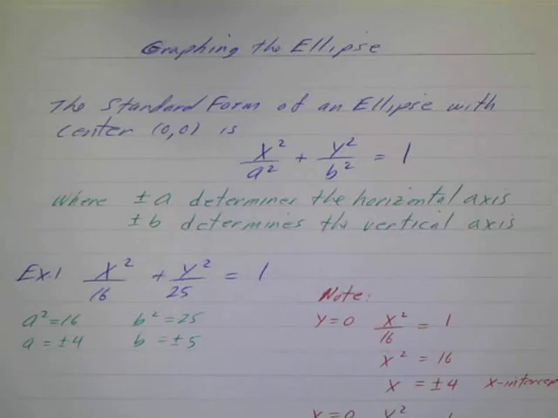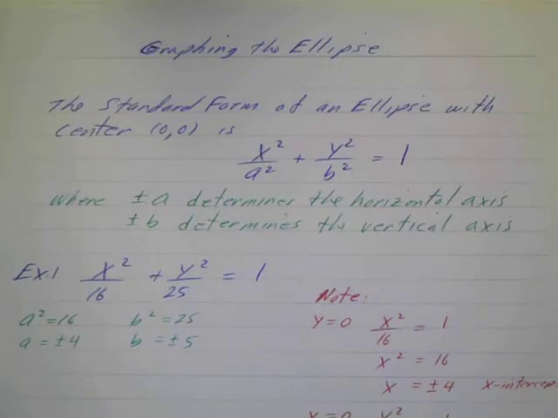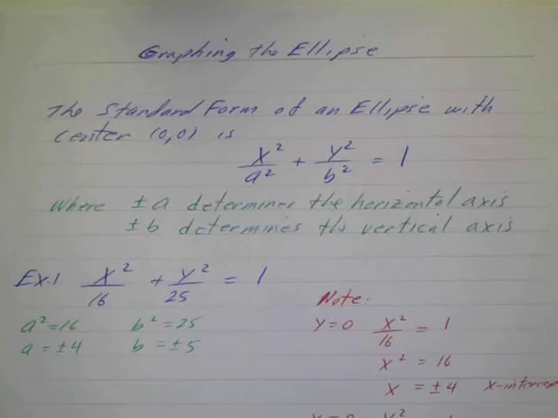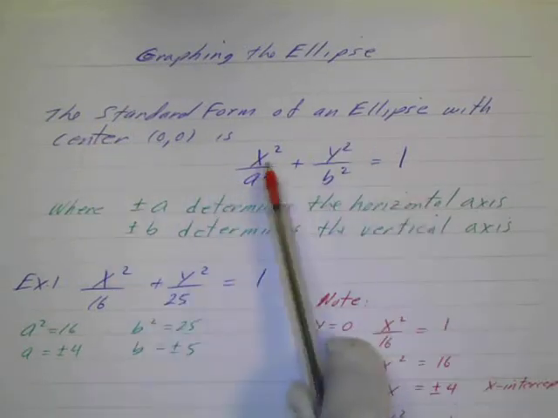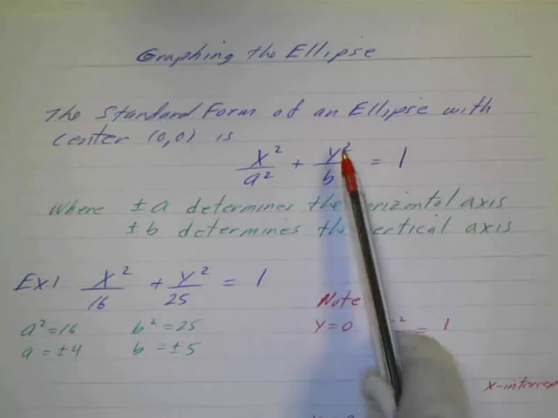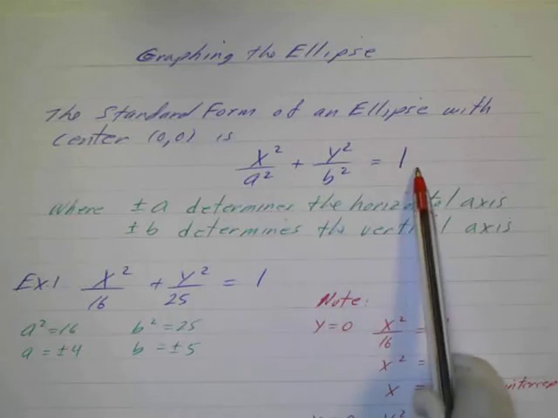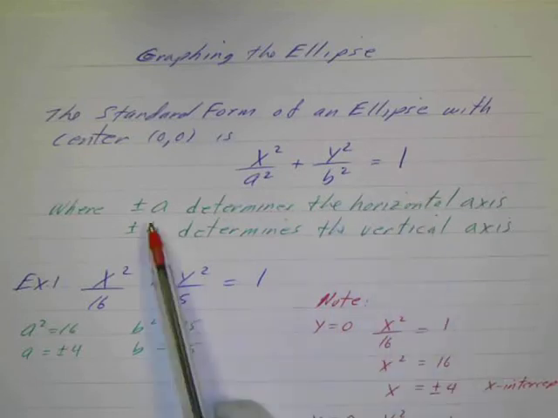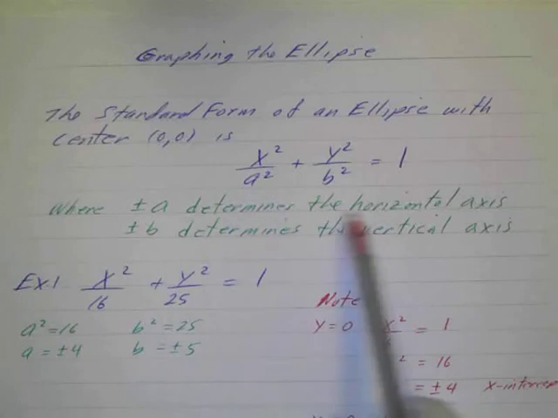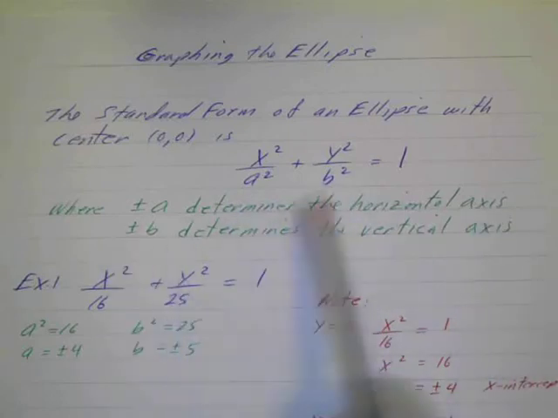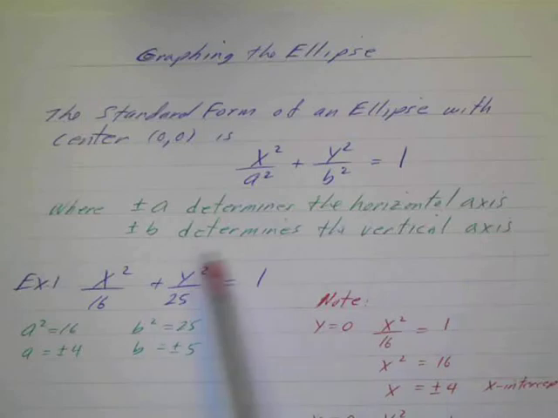Okay, here's some notes and some examples on graphing the ellipse. The standard form, which I sometimes call the graphing friendly form of an ellipse with center at 0, 0, is x squared over a squared plus y squared over b squared equals 1. Where plus or minus a, the square root of a squared, determines the horizontal axis, and plus or minus b, the square root of b squared, determines the vertical axis.